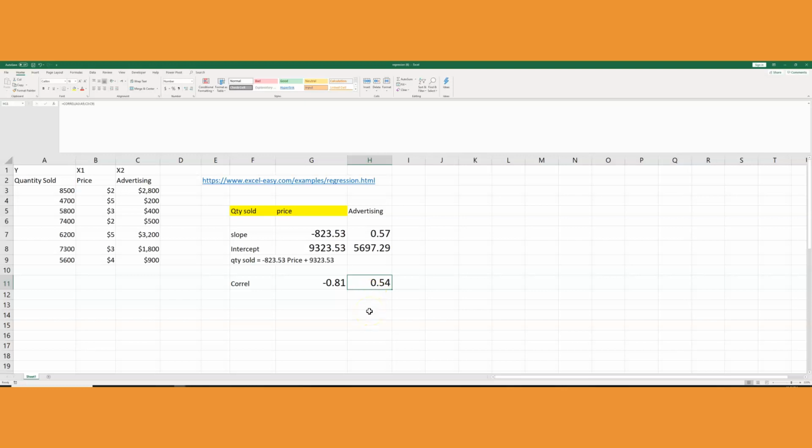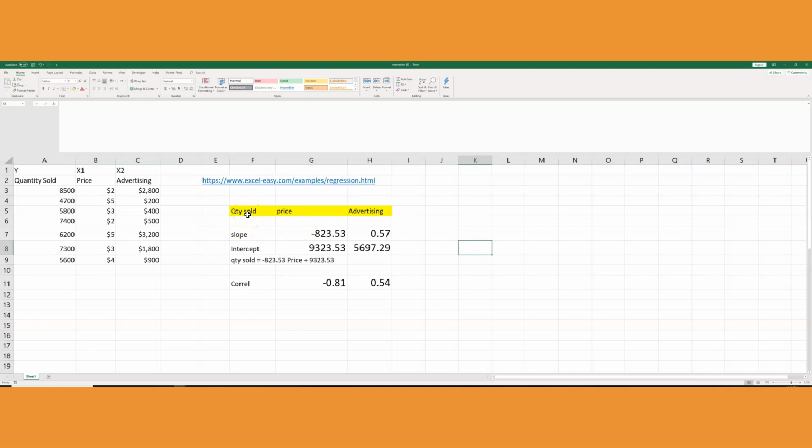And we're going to go ahead and do the graphic now. I'm going to do the graphic between the quantity sold and the price and get the equation directly from the graph if you need to know this. And the same thing, we're going to do that between the quantity sold as well as the advertising. So let's go ahead and start.